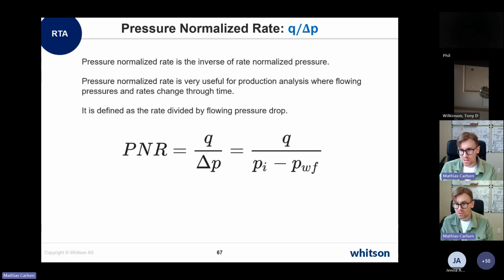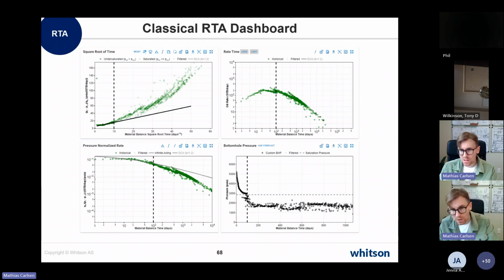And many times this can be a really helpful diagnostic, at least if you talk to the experts on RTA. You typically would like to look at where your half slope is on the PNR plot, because that should correspond with linear flow. And if you see deviation there, that deviation should correspond with your deviation in the square root of time plot. So that's why, like in Whitson, which we'll talk about later, you have the square root of time plot here.